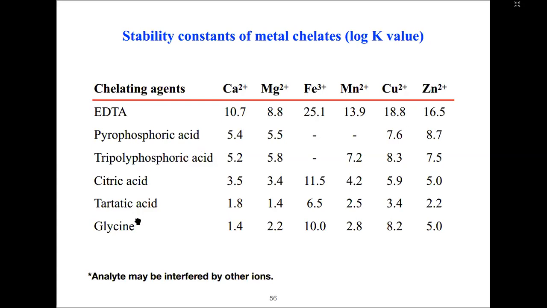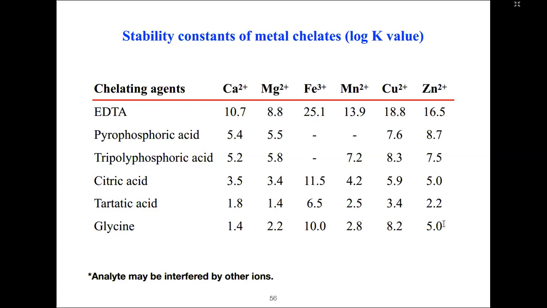Similarly, all these other chelating agents have different stability constants with different metals. So for example, if you want to study the concentration of iron 3 plus, then the better chelating agent is EDTA because of this value. Also citric acid, because it is 11.7, which is comparatively more than the other values. And tartaric acid is also better, and glycine is also better because the 10 is greater than other values that glycine forms with the other ions.